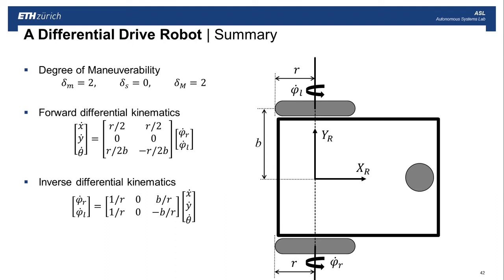So as a summary, we went through this worked example of a differential drive robot. We see that the degree of maneuverability is 2, and we derive both the forward differential kinematics equations and the inverse differential kinematics equations.